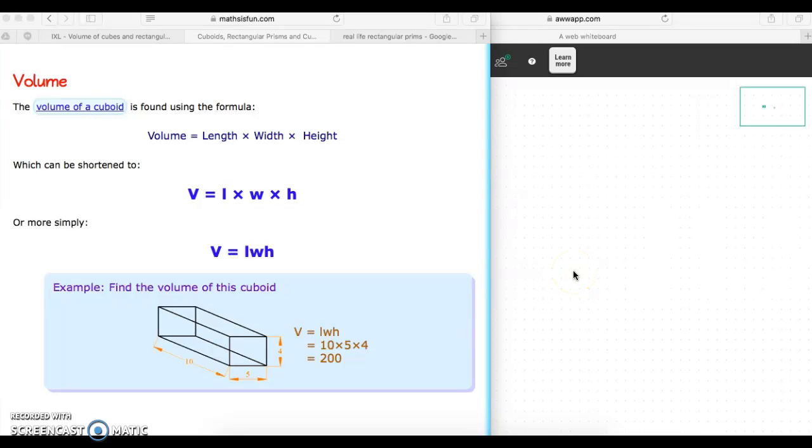Hi guys, so today you're going to learn a little bit about volume. This is something we didn't get a chance to talk about in regular class time, so you're going to lead yourself through some practice today. So volume is part of geometry, just like area is part of geometry.